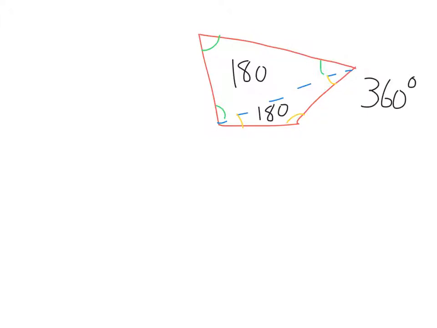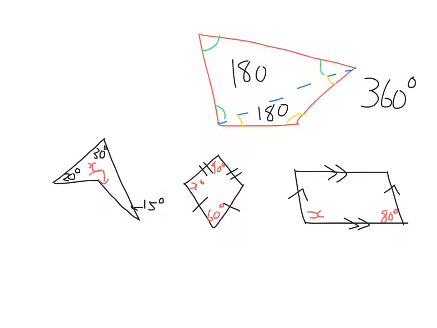So we're going to use this now to find the value of x in each of these diagrams below. So let's find x in the first one. So we know all four angles inside this quadrilateral add to 360. So 20 plus 30 plus 15, the three angles we know, if I add them up, I get 65 degrees.